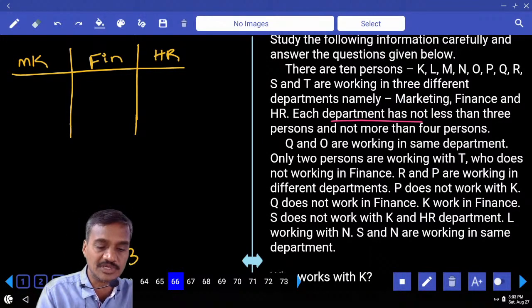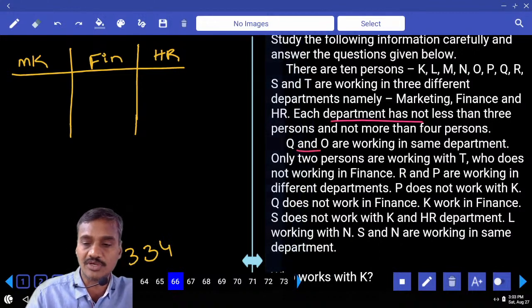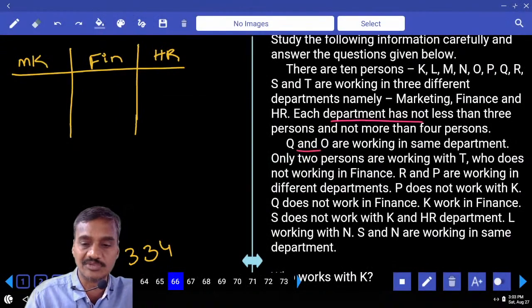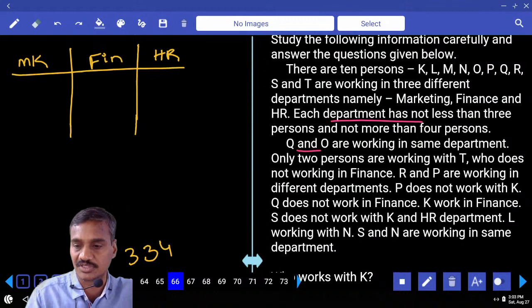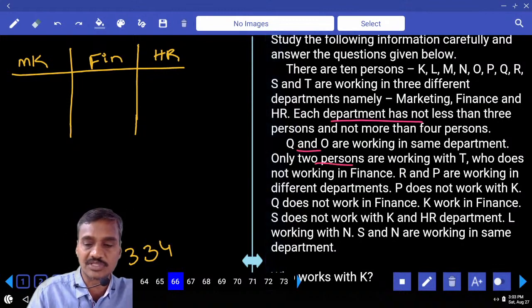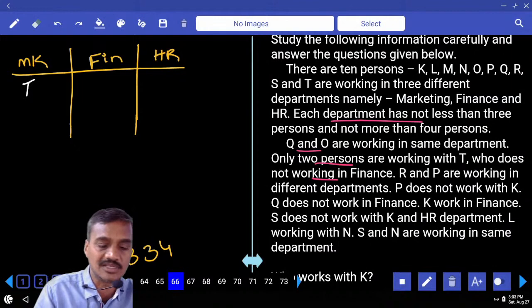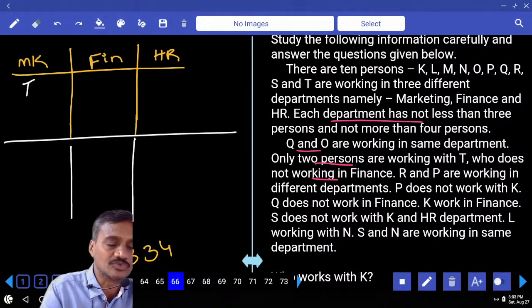Then what is the only possibility we have? 3, 3 and 4. Then Q and O are working in the same department. As Q and O are working in the same department, these two are either in marketing, finance or HR. And only 2 persons are working with T. And T does not work in finance. Now T is not working in finance, and T can be either in marketing or in HR. So how many possibilities we have? There are 2 different possibilities.